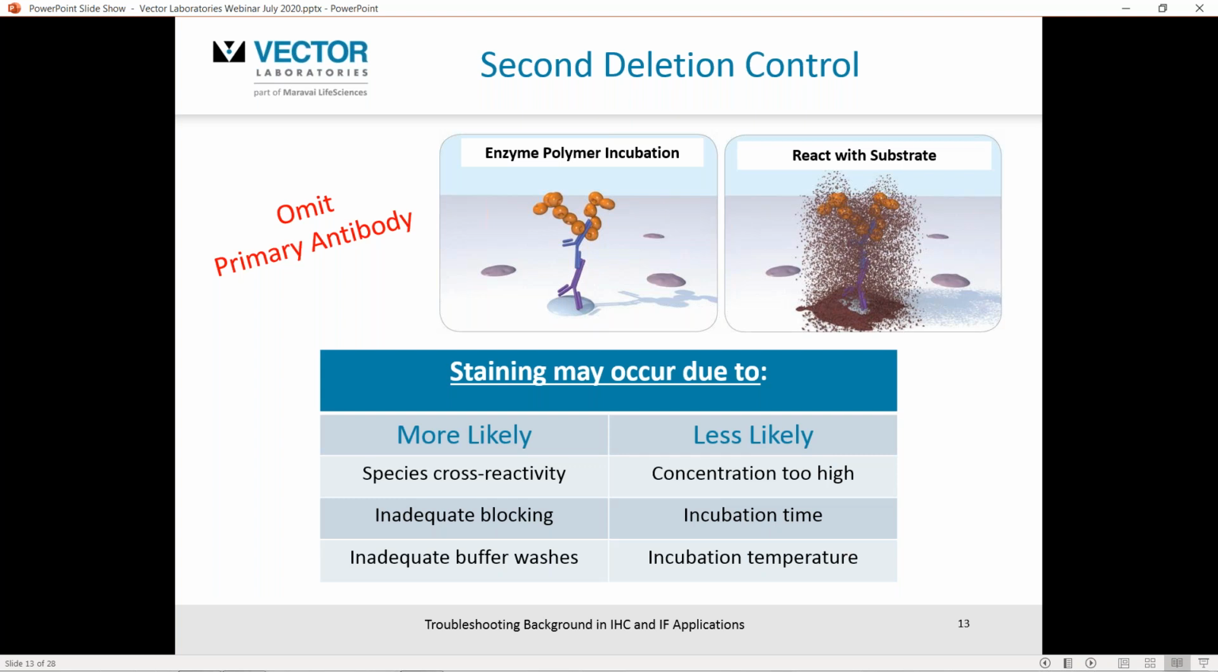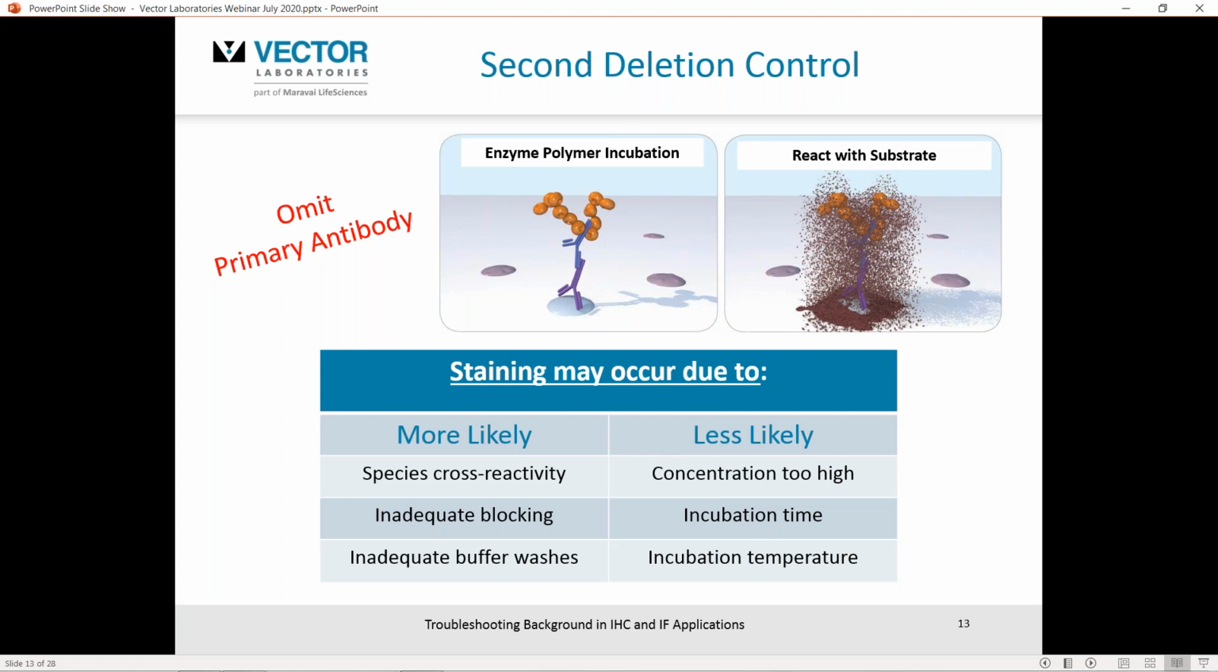So if you've worked through those steps, potentially eliminated the background, and you're still seeing some after that first deletion control, move on to this second deletion control. And I've copied here this diagram again, highlighting our schematic we're working from. What we're assuming is you've done the tissue prep, antigen retrieval, the quenching, the blocking, and you're omitting the primary, but you are applying the enzyme polymer and reacting with the enzyme substrate.